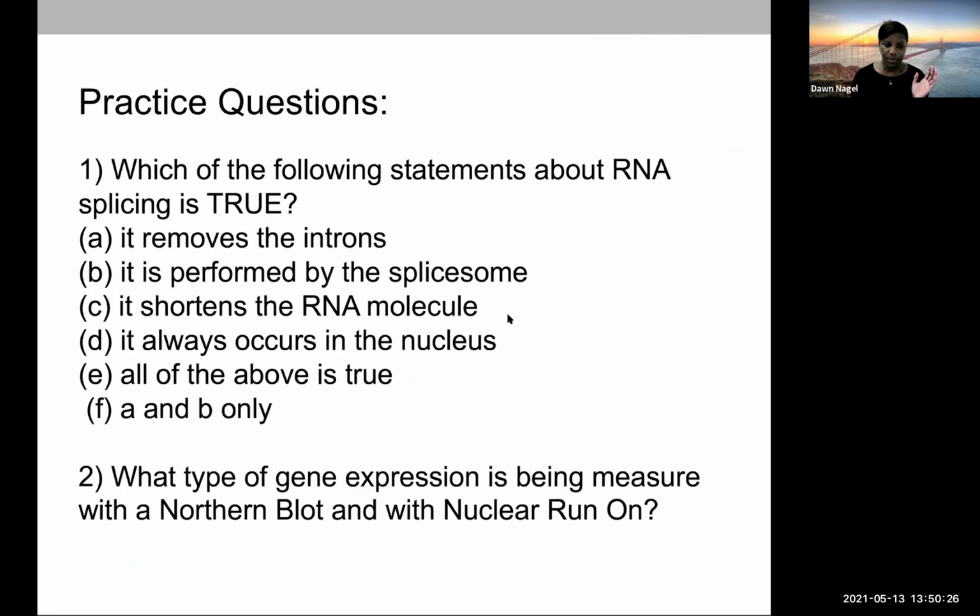So at the end here, you also want to be thinking about some questions that you might see, right? I'll also include this: which of the following statements about RNA splicing is true? Go through these different steps to see which of these could possibly be true. Again, because of time, I don't have time to go through all of this right now. And also think about what type of gene expression is being measured when you're looking at the Northern blot versus a nuclear run-on, right? Super important that you understand that.